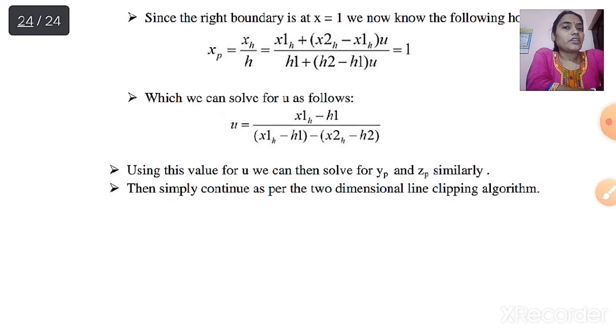After that, using this value for u, we can solve for yp and zp similarly. Only xp was solved here, but yp and zp can be solved similarly. Then simply continue as per the two-dimensional line clipping algorithm. In this way, we can use this algorithm in 3D.